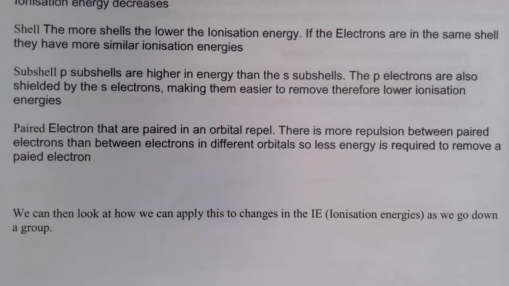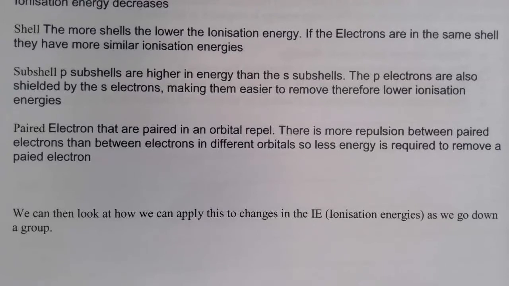Lastly, there's the paired effect. Electrons that are paired repel each other. Remember, they both have negative charges, and negative charges repel each other. The only way I can get electrons to share an orbital is to have them in opposite spins, but even then they'll still repel each other. So because there is repulsion between electrons in orbitals, they're slightly easier to remove than unpaired electrons.